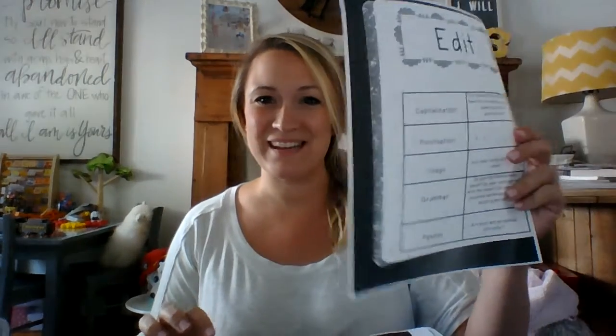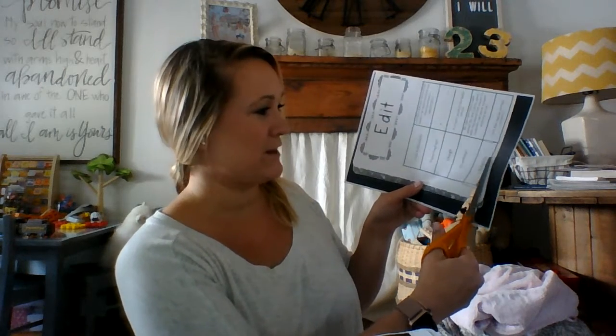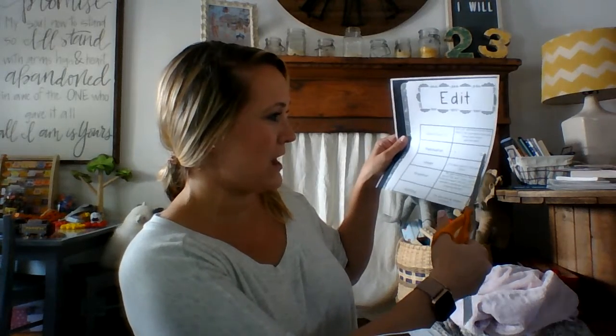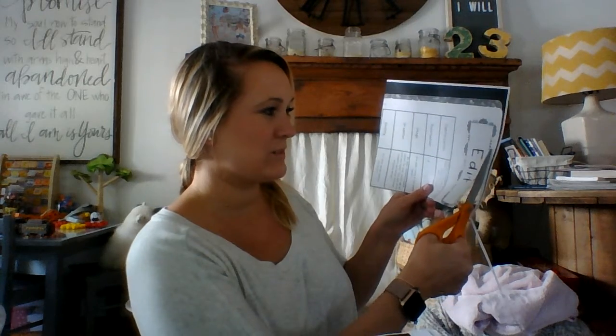Okay, we're going to start with this one that says edit. Watch as I cut because we're going to make this really easy and simple to cut. We're going to cut along the bottom right here underneath spelling. And then you're going to cut up this side. We're going to keep that edit label up at the top because we're going to use that on our page. So I'm going to cut above the little clouds, and then I'm going to come down the side. So really easy to cut that one out.